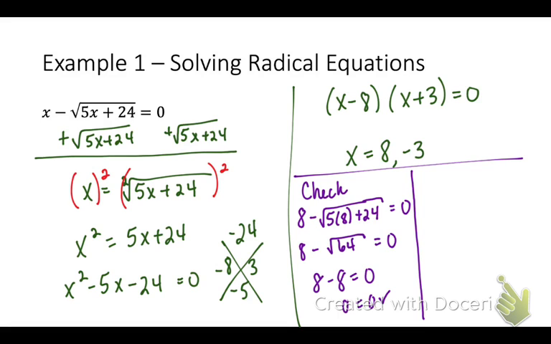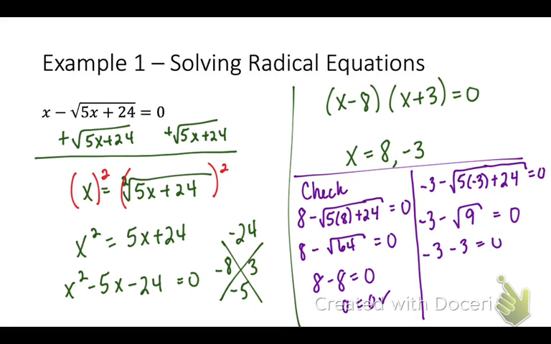Now let's plug negative 3 back in and see if it works as well. So here we get negative 3 minus 3 equals 0, which is not true. That's false. So my only answer is x equals 8. If you answered x equals 8 and negative 3, that would be wrong.